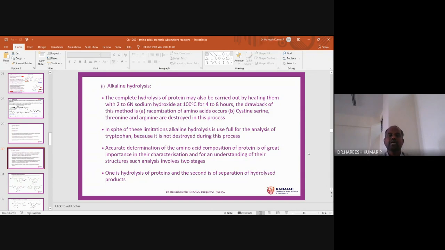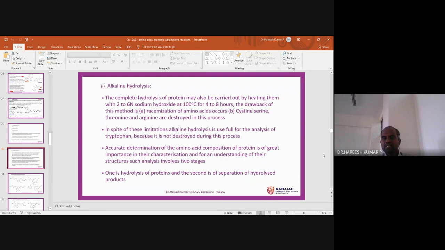You know that only the L amino acids are physiologically active. The D form is not physiologically active. Suppose you are using sodium hydroxide to cleave the peptide, then during this process racemization can occur. Suppose L is converted into D, then its physiological activity is destroyed. So this is not the better method for cleavage of peptide.